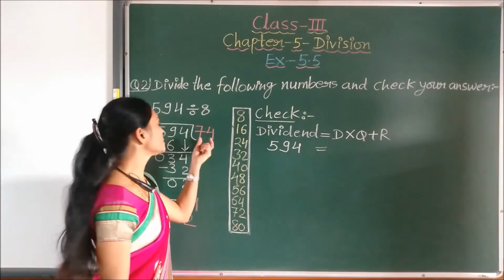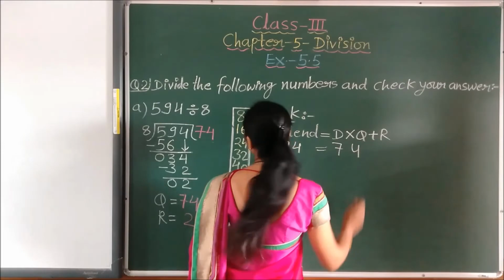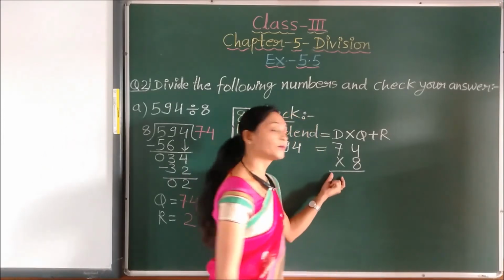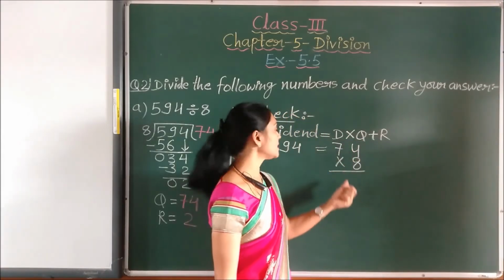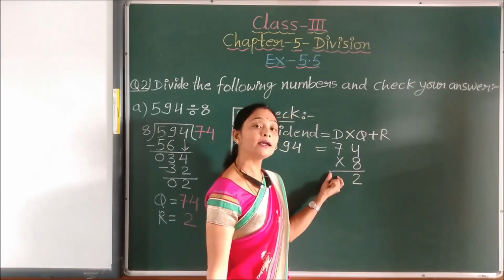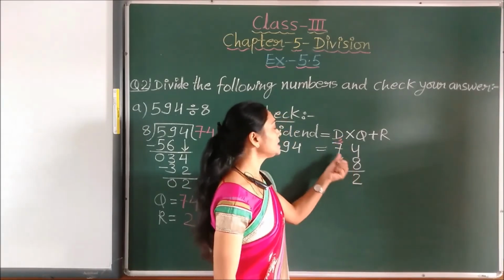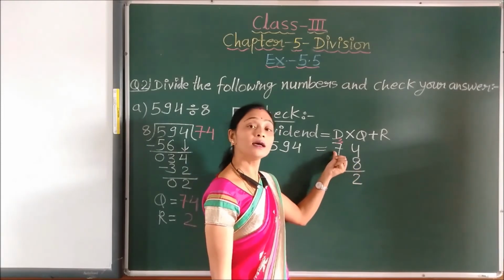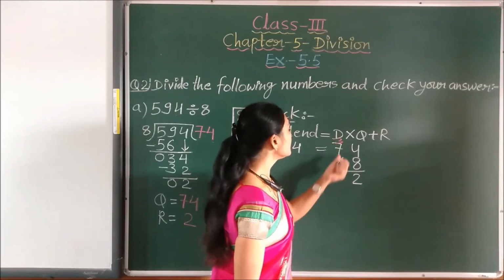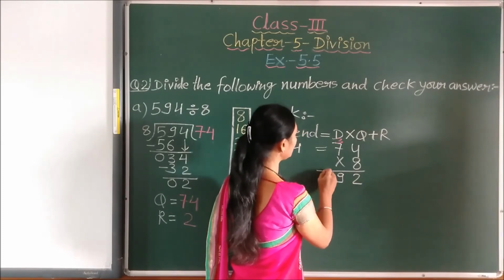So what is the quotient? Quotient is 74. So first we will write this bigger number 74 and this 8 we will multiply with this 74. Yes, quotient and divisor. So 8 fours are how much? 8 fours are 32 and how much carryover did we get? Carryover we got 3. Now 8 sevens are how much? 8 sevens are 56 plus 3 how much? 59. So we have to write here 59.